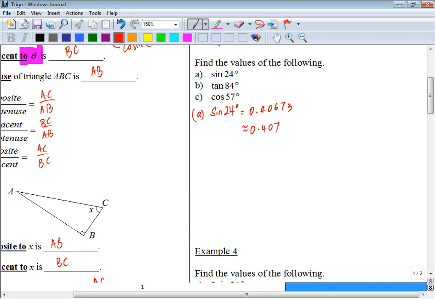Easy or not? Okay. Do part B and C. You must show me the 5 SF before you round off. Then check that it's the same as mine.